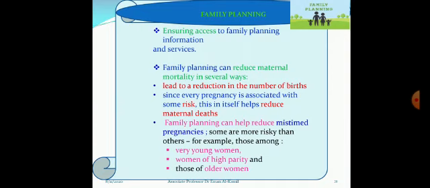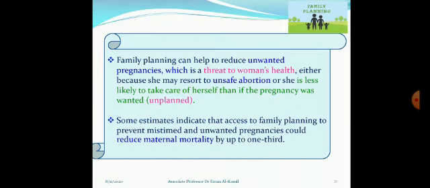For example, if the mother is very young and not yet well developed, she cannot have a pregnancy, or she is at risk of many complications due to pregnancy. So it is indicated not to have a pregnancy in early life. Or if the mother has high parity, meaning a high number of children, it is also important to have a family planning method to decrease the number of children. The same applies if she is in an older age group, because as we mentioned, she is also at risk of many complications if she has a pregnancy at an older age.